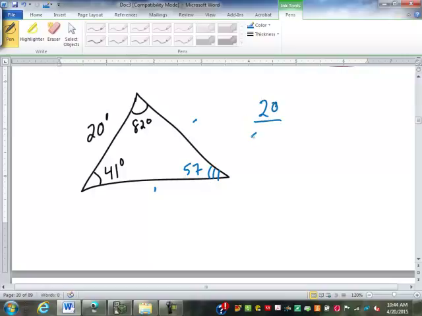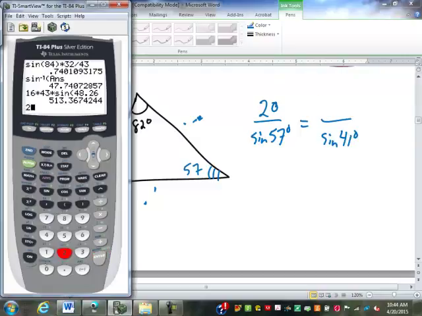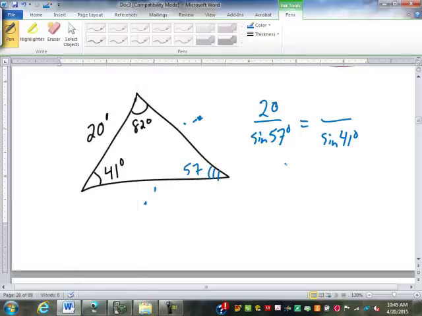20 over the sine of 57. Which side do you want? This one or this one? This one? So that over sine of 41. So 20 times the sine of 41 divided by the sine of 57. Now, a lot of people screw up because they start just trying to punch these in their calculator without writing them out. I have a hard time getting them in the calculator in the right order without writing them out like this, at least first.